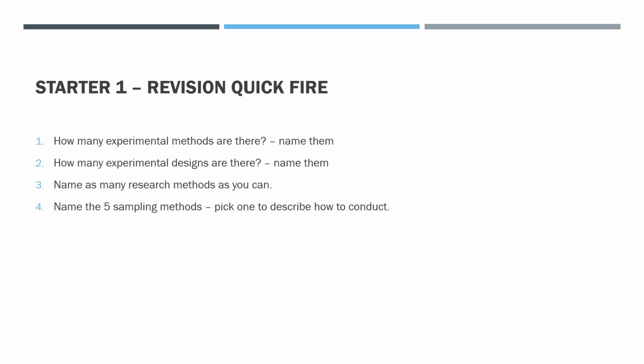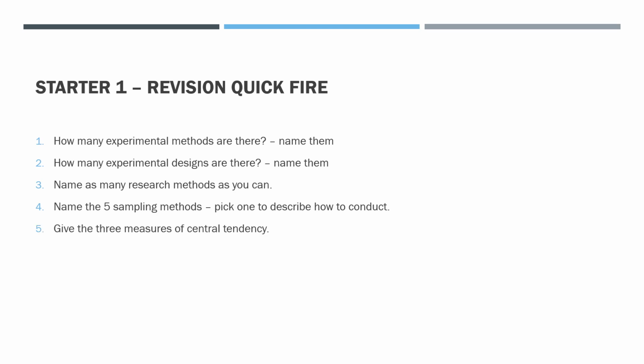Number 4, name the 5 sampling methods and then pick one to describe how to conduct it. So you should have opportunity, which is asking those who are free and readily available. Volunteer, which would be putting an advertisement through a poster and asking people to come to a certain place at a certain time. There will be random, where you will get a list of people and randomly pick through a name generator or through a lottery style. There will be systematic, and that will be a list of people and every nth person, so every third or every fourth, and then you've got stratified, and that would be finding a subsection that is proportionate in terms of percentage to the general population.